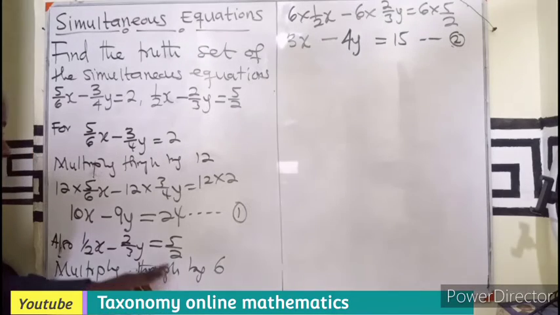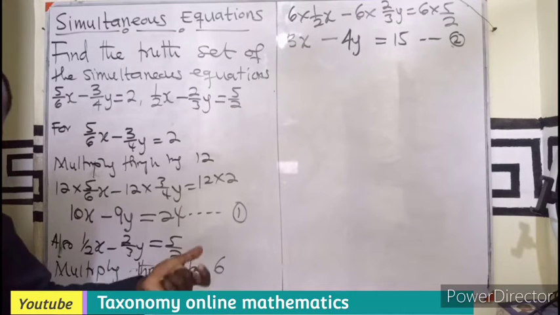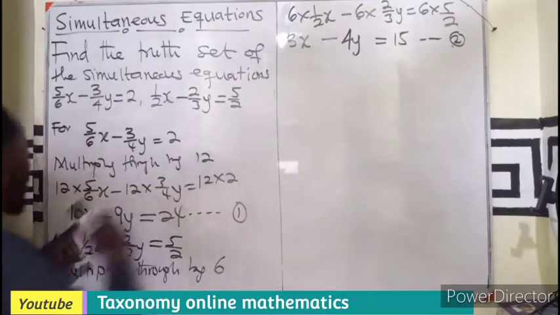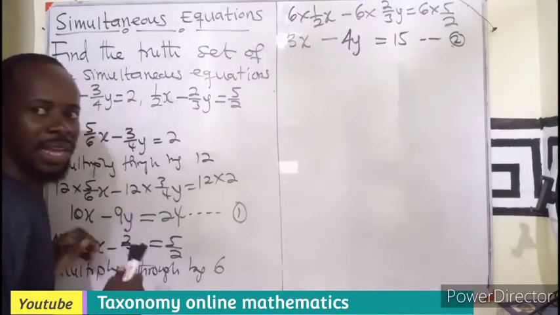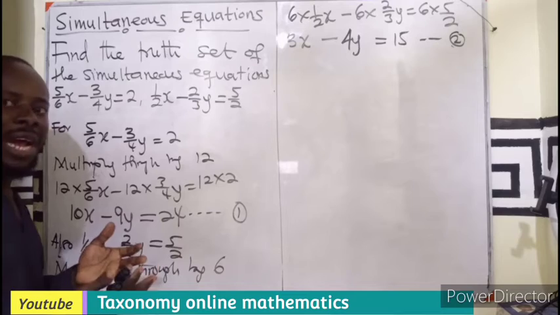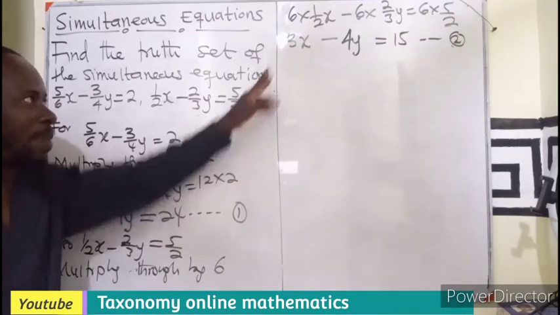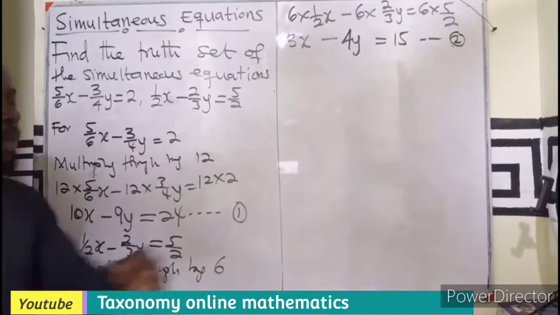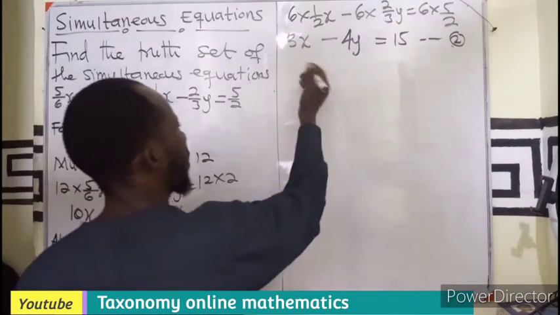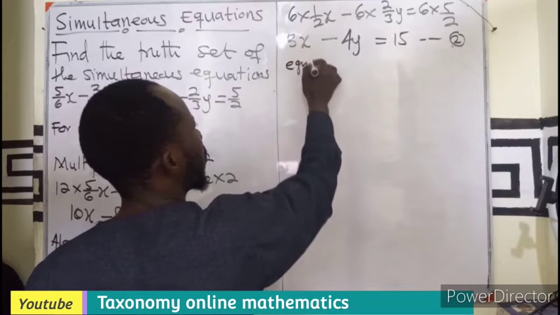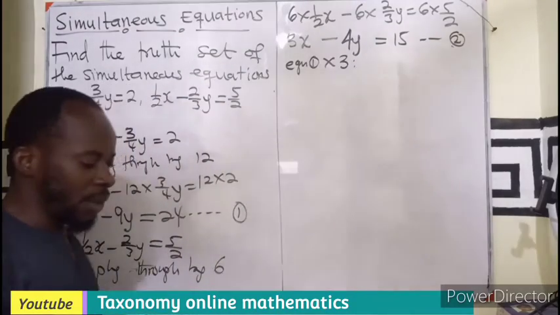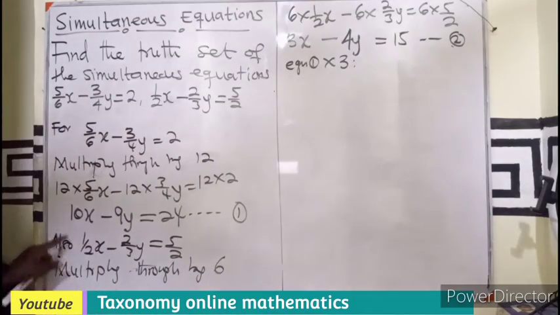Looking at the two equations, I will use elimination. I will check and see which of the variables I have to eliminate. If I take the x, it means they don't have one being a multiple of the other. So we can only use the commutative property, whereby the 3 will multiply equation 1 and the 10 will multiply equation 2. So we can say that equation 1 times 3.